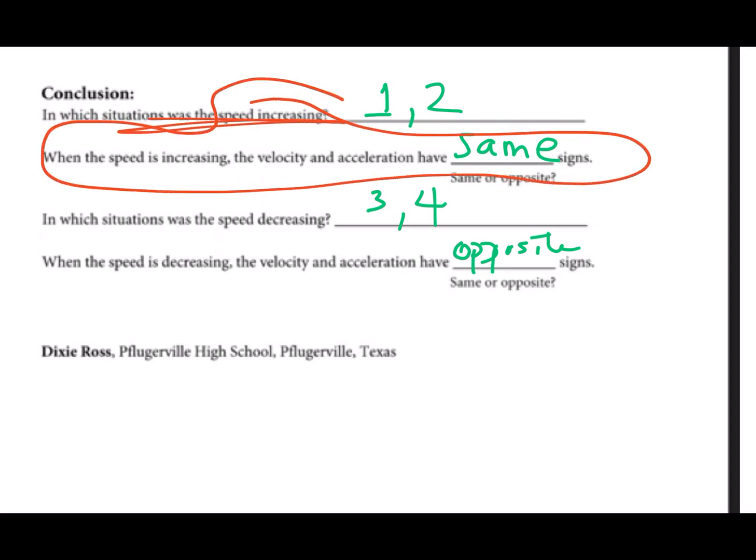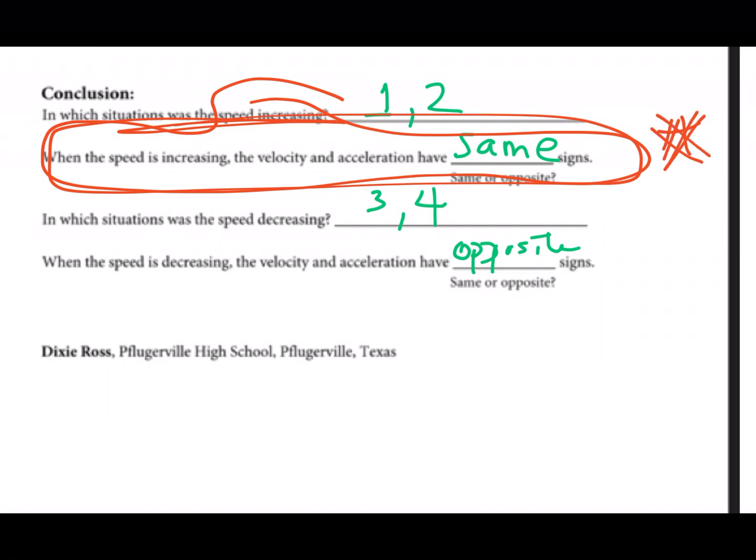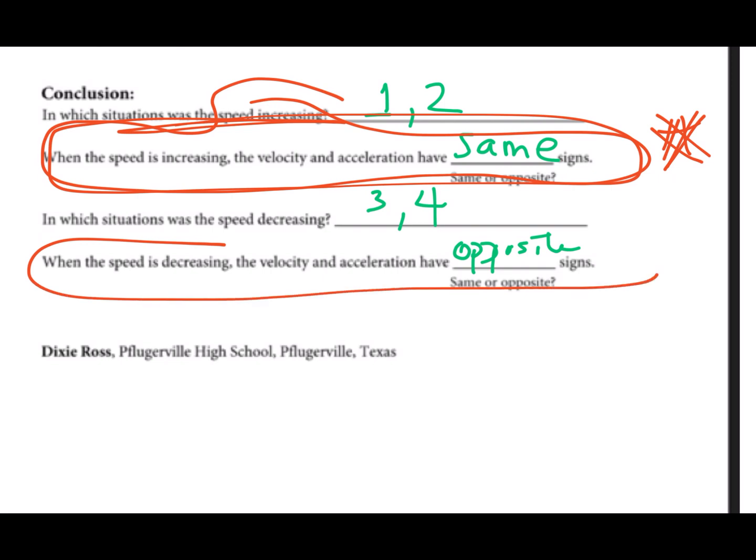Oh, I just had to circle the bottom part. That's the big takeaway. That's something that's really important that AP will be asking you about. And then speed is decreasing when velocity and acceleration have opposite signs.